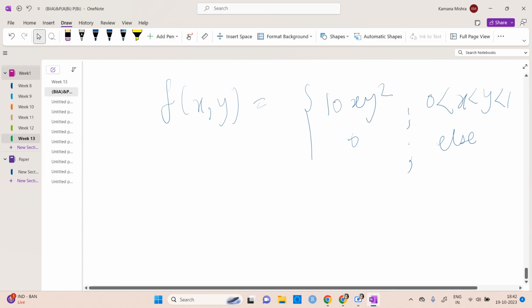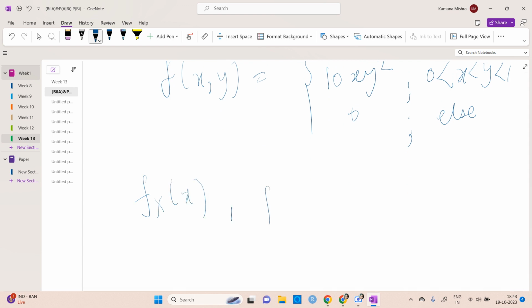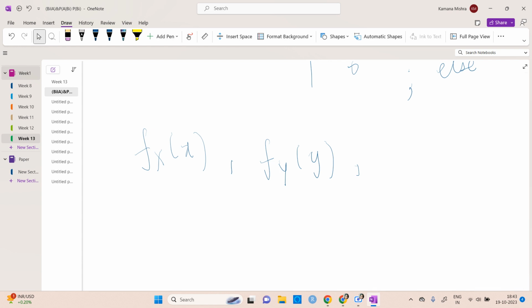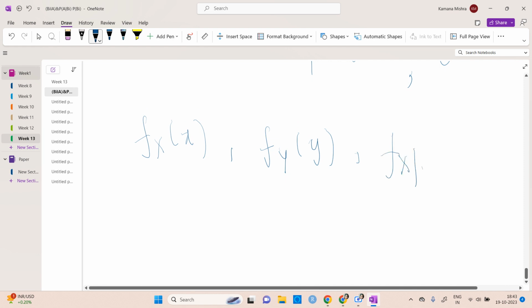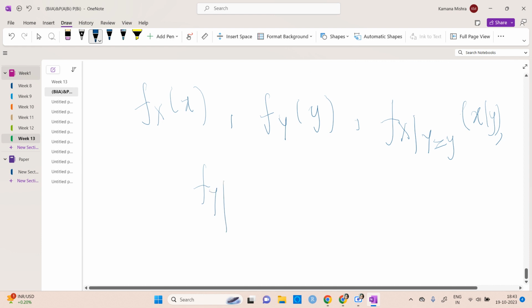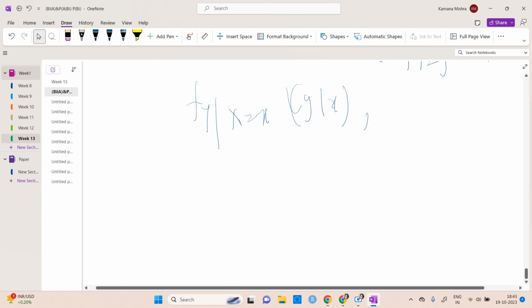Firstly, there are so many things to find. We need to find the marginal of x, this is called the marginal of y, and this is the joint density function of x and y. I will find it for x and you will find it for y. Then f of x given y, and f of y given x.